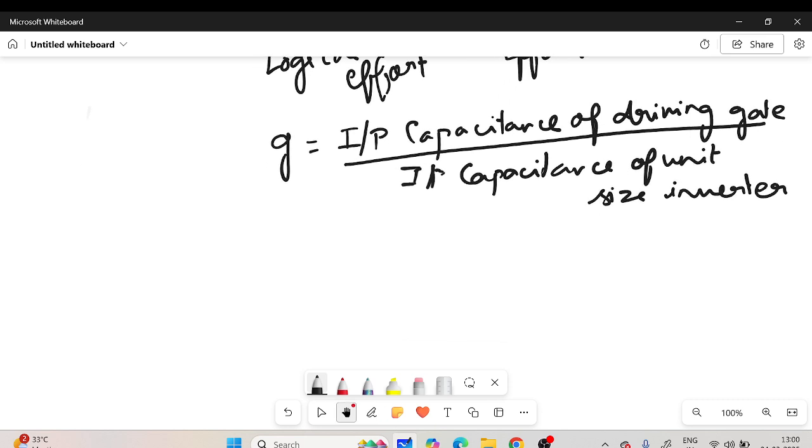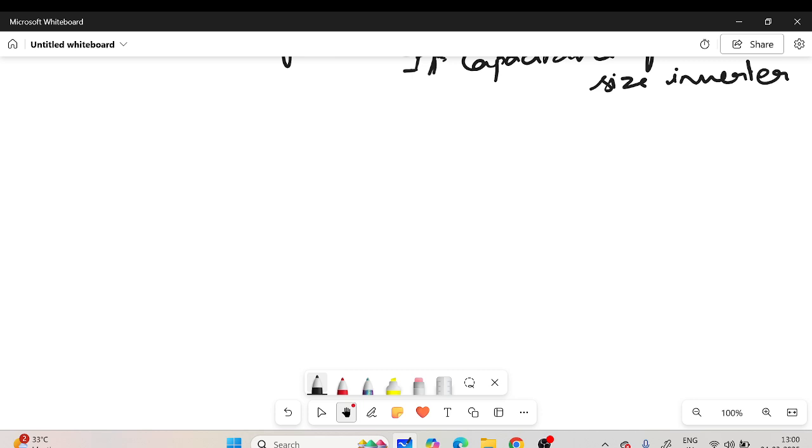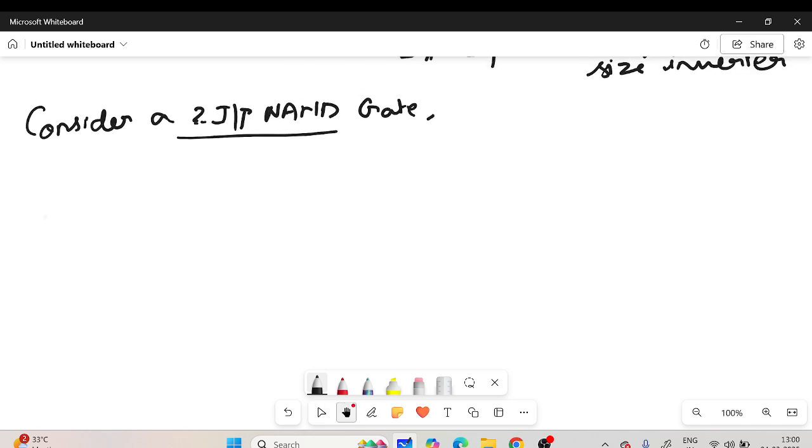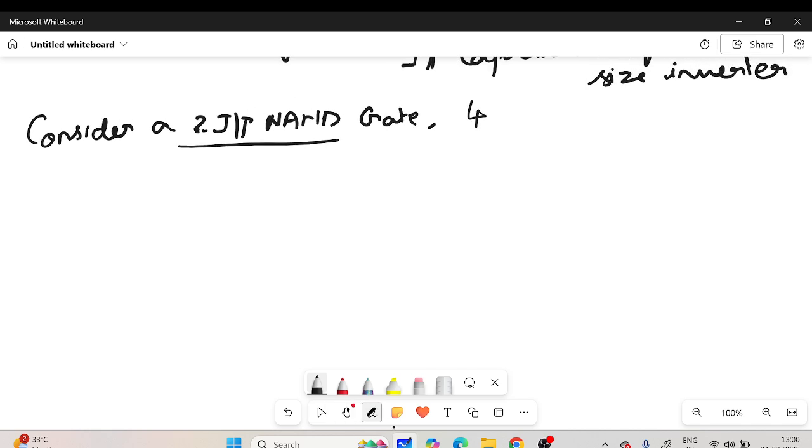So let us take an example for computing this logical effort. Consider a two input NAND gate. When you consider a two input NAND gate, if I want to express it in terms of a CMOS circuit, if you recall the concepts of the previous class, it requires 4 transistors, 2 PMOS and 2 NMOS.